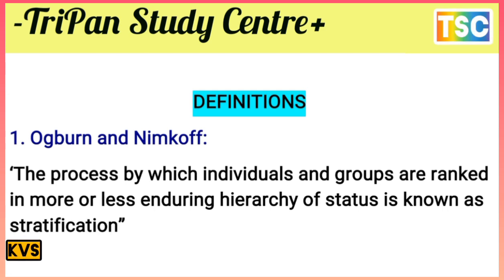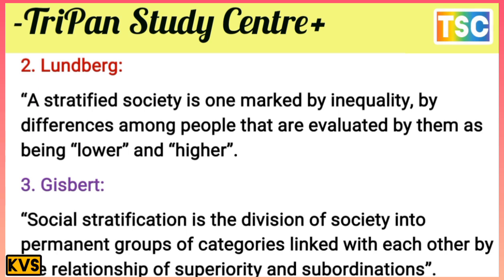That was the definition given by Ogburn and Nimkoff. The next is Landis, that's important. A stratified society is one marked by inequality, by differences among the people that are evaluated by them as being lower and higher.